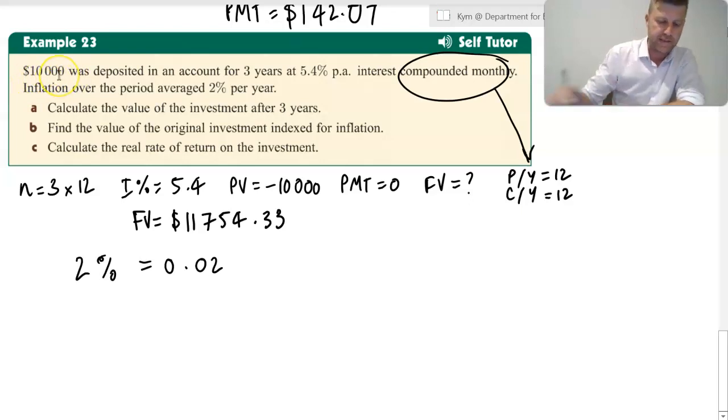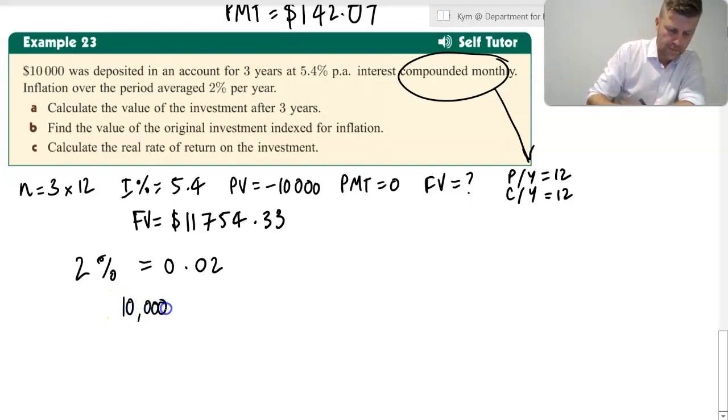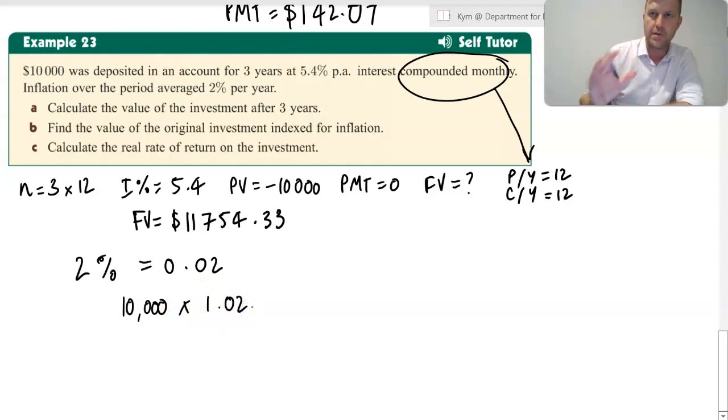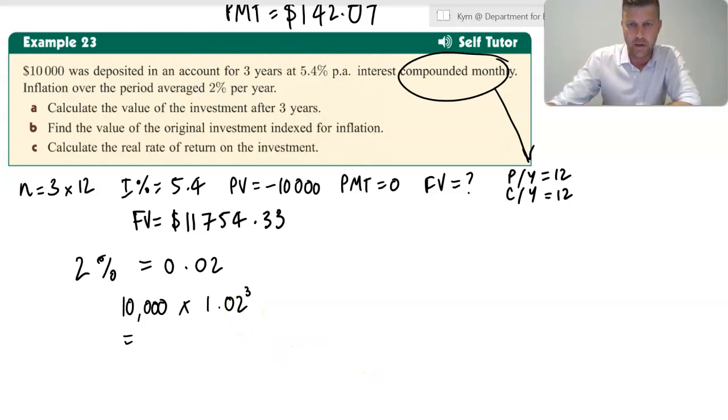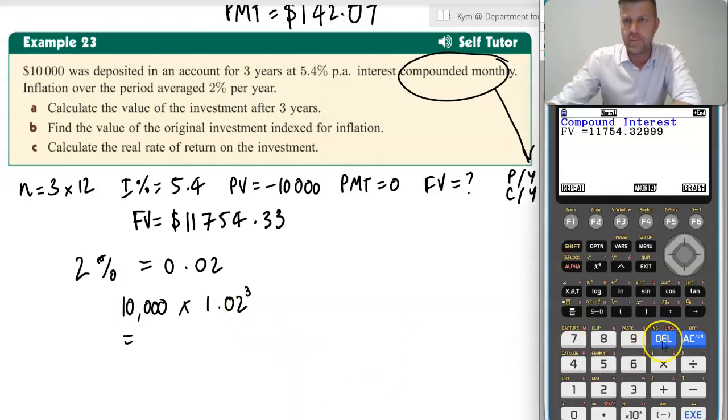Then we're going to multiply that by the present value or the principal that we're investing. But again, we're going to multiply it by 102%. So it becomes 10,000 multiplied by 1.02 to the power of 3 because it's 3 years. Okay, and this will tell us the index value of that $10,000 in 3 years' time based on inflation average of 2% per year.